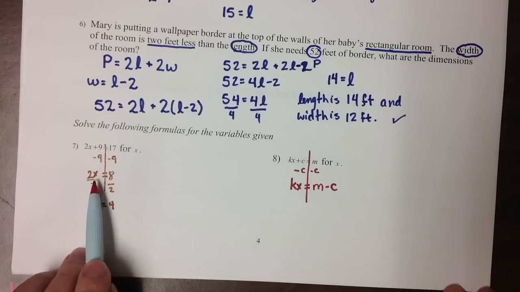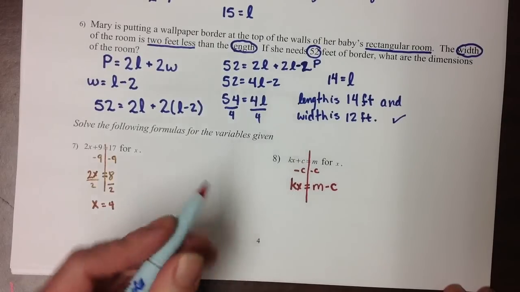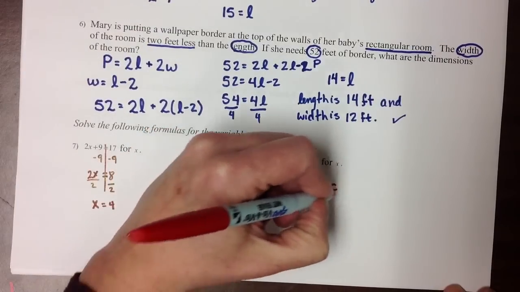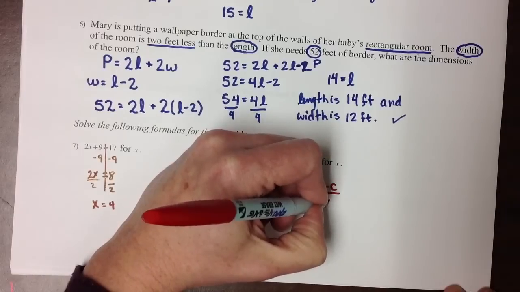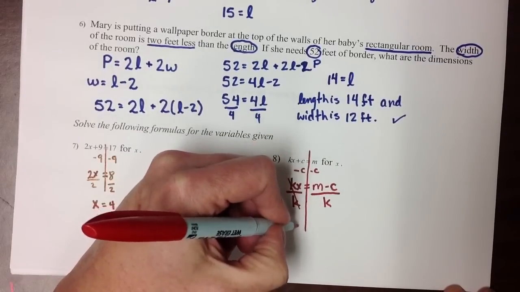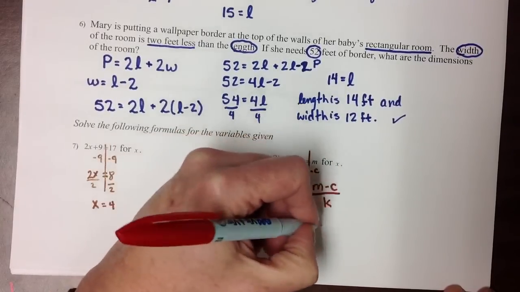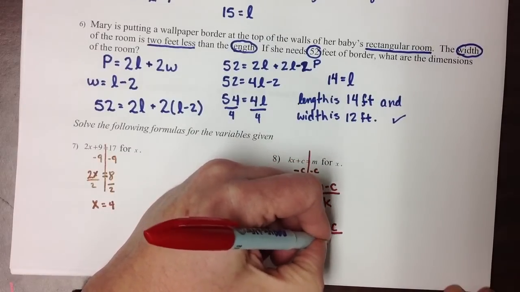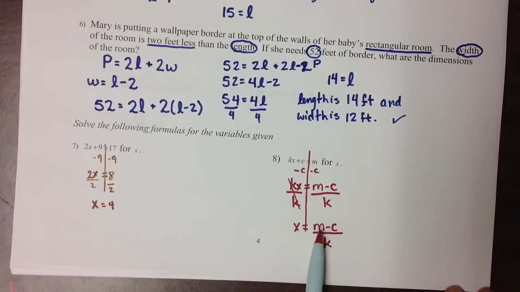Then over on this problem, to get x alone, I divided by 2. Well, here I have a k multiplying by x, so I'm going to divide by k on both sides. That gets x alone on the left, and on the right I now have m minus c over k. And because I don't know the values of m, c, or k, this is my final answer. What I've done is simply rearrange this equation to isolate the x instead of the m.